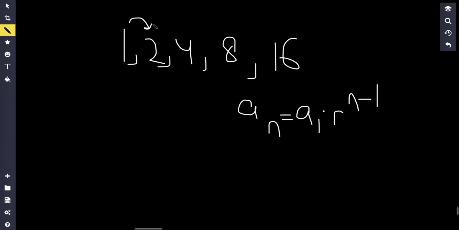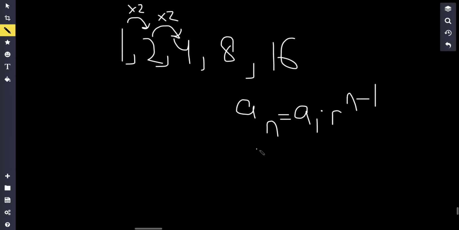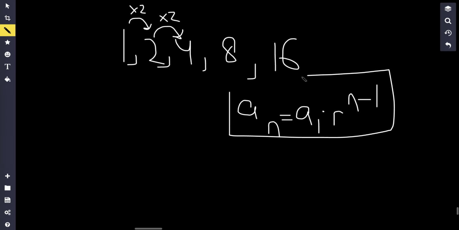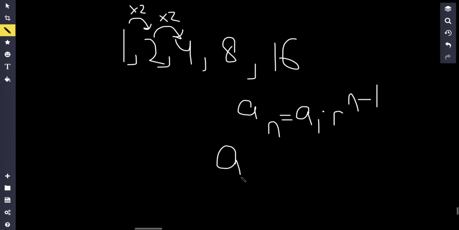In this case, notice how this geometric sequence has a common ratio of 2. To get from one term to the next term, you just multiply by 2. Now, if I wanted to write this explicitly, this would be a sub n equals a sub 1, aka the first term, times the common ratio, which in this case is 2, to the n minus 1 power. And there we have it.